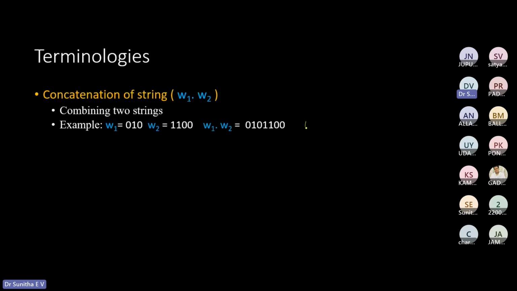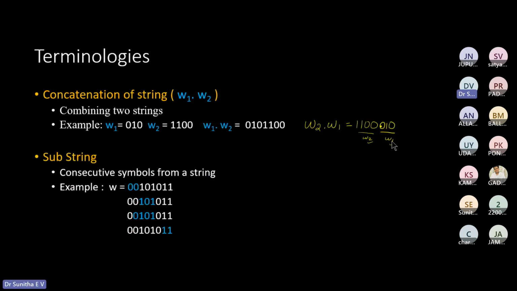And if it was W2 dot W1, it will be 1100. W2 first we have to write, and then the next string, 010. So this is W1, this is W2. Okay, so the order is changed. So we have to first write W2, then W1, like that. That is concatenation.